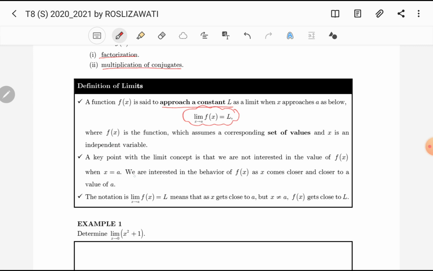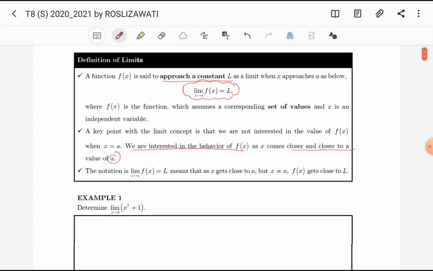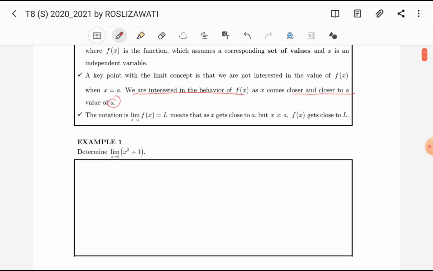So for limit, we are interested in the behavior of f(x) as x comes closer and closer to a value of a. Maksudnya, kita akan tengok behavior function tu ataupun graf tu apabila graf atau function tu mendekati satu nombor. Yang ni dia guna a. Kita tak nak tengok apa nilai graf ataupun function tu tepat-tepat pada nombor tu, tapi kita nak tengok apabila dekat dengan nombor tu.